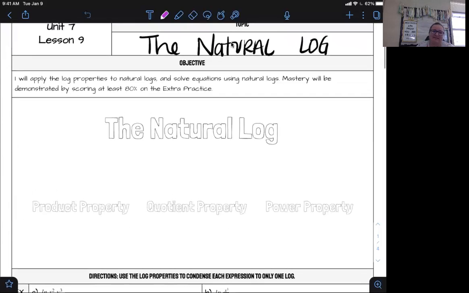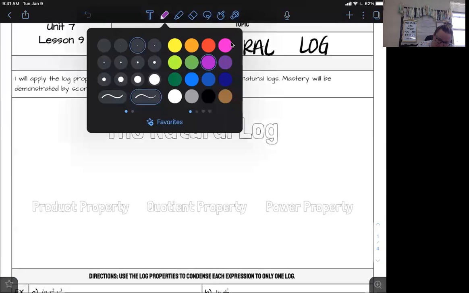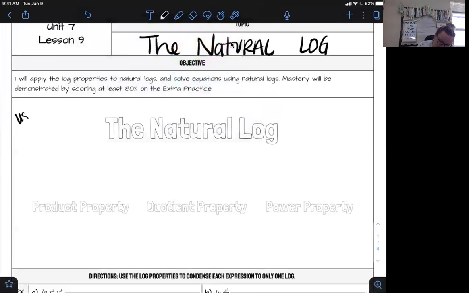So what in the world is a natural log? Well, it's another type of logarithm, but it's the log we use for the natural number e. So whenever you see the natural number e and you're using logs, you always want to use the natural log. The natural log is simply ln.